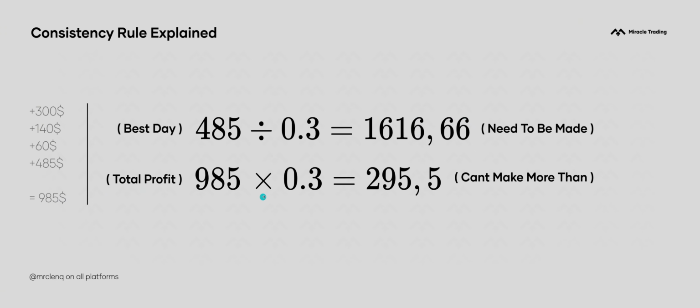And now in a single day, since we have all of these right here and we added all these, we have a total profit of $985. And we're going to times that by 0.3, which is the consistency rule, and we're getting $295.5. We cannot make more than this in a single day. If the consistency rule is 50%, we're just going to change the 3 to 5. It's going to be 0.5, 985 times 0.5, and we get a number. We cannot make more than that number in a single day.